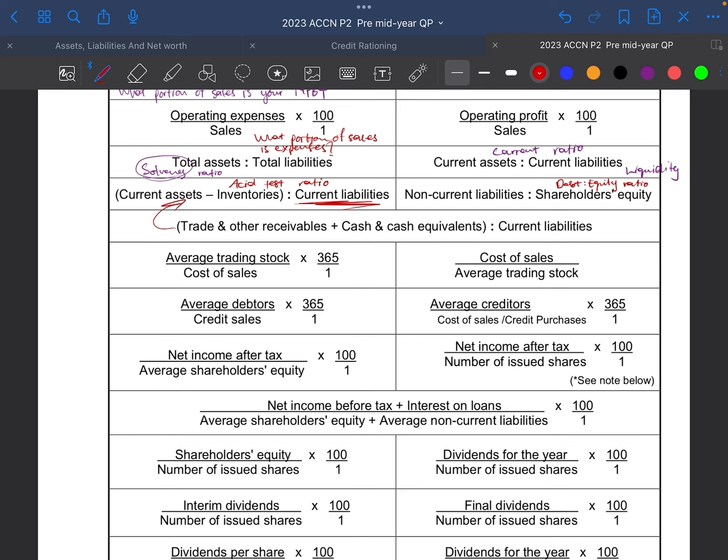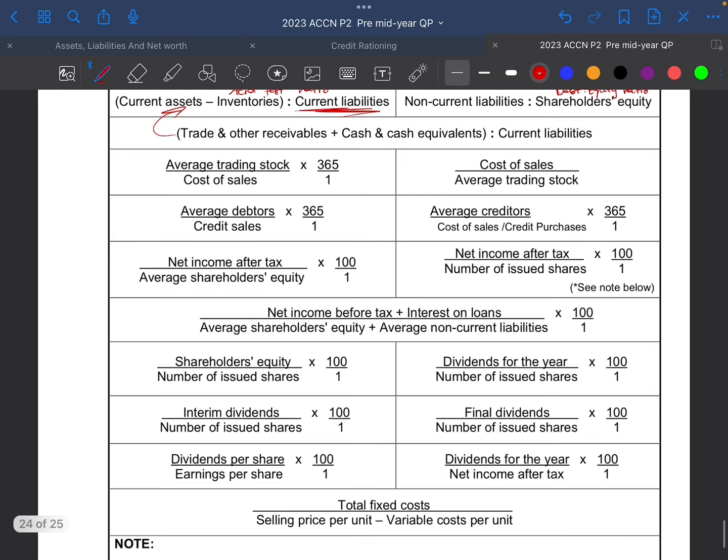Okay, so I won't be explaining that once again. But if you feel like you didn't understand what I said, you can just keep on rewinding the video and replaying it once again. Okay, so average trading stock over cost of sales. All right, so now we are dealing with this one. All right, it's average trading stock over cost of sales.